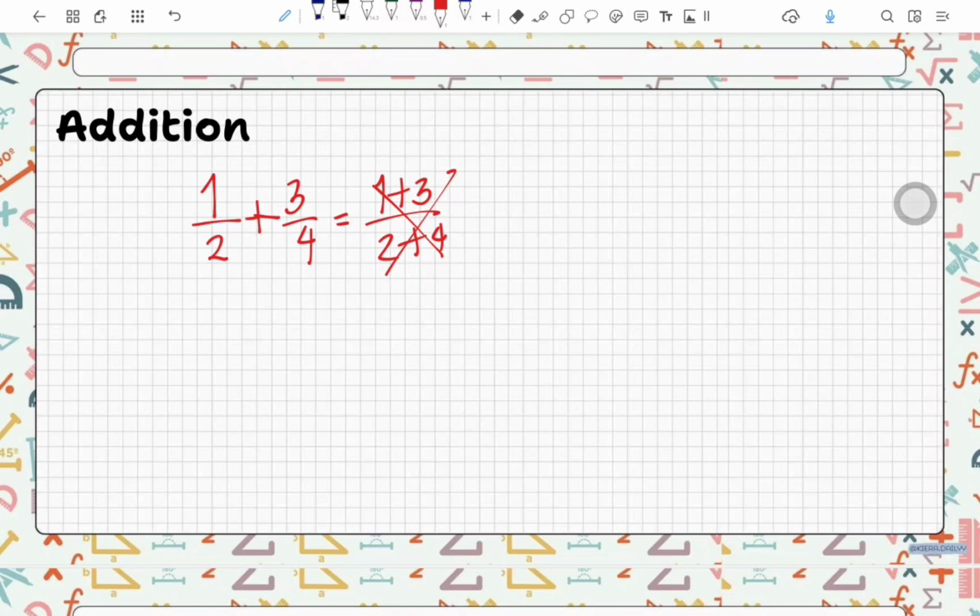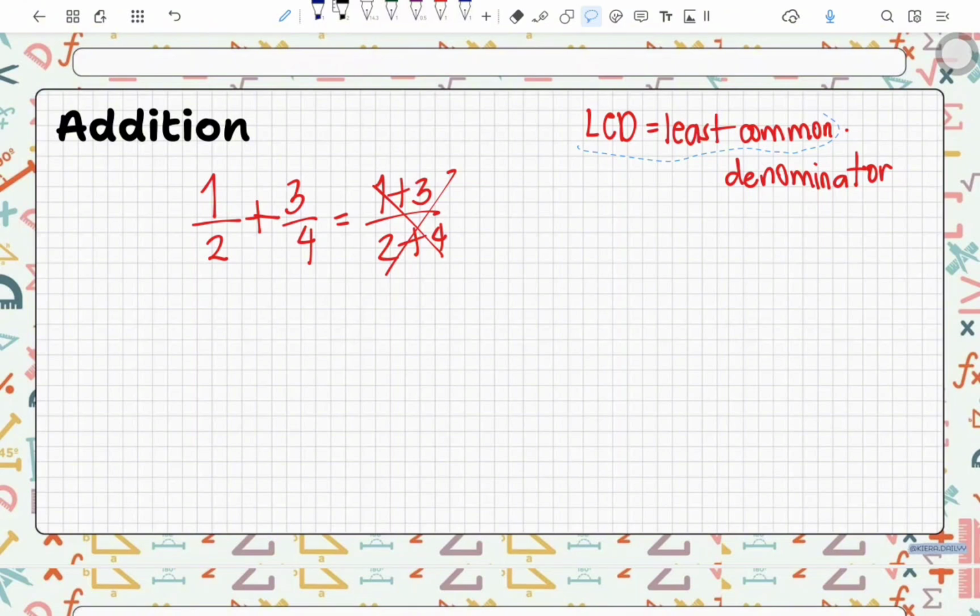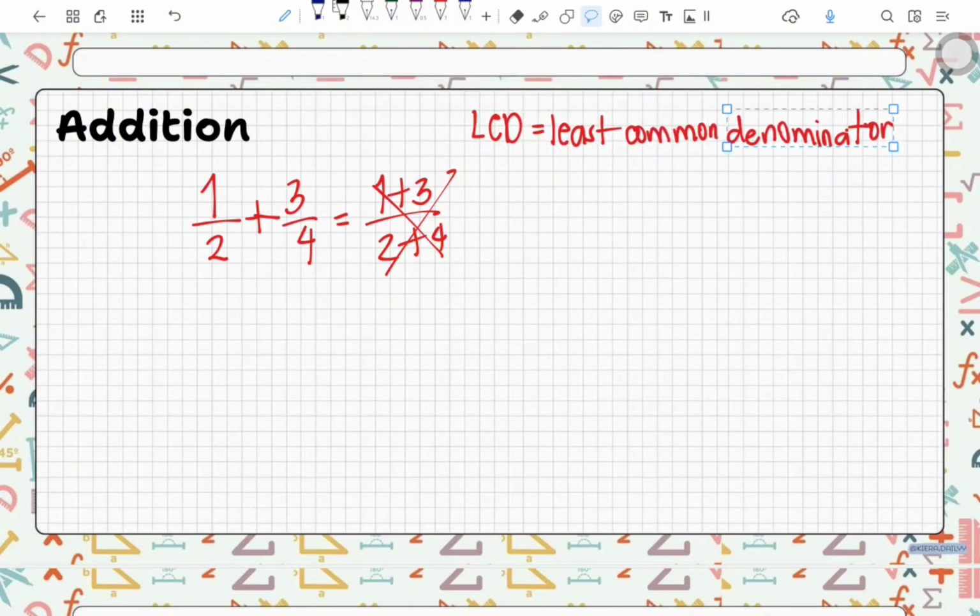How do we do that? There are two easy methods that we can do. First is to get the LCD, also known as the least common denominator. We can get the least common denominator by getting the least common multiple of the two denominators. Now, what is the least common denominator of the two fractions? As we know, the two denominators are 2 and 4.